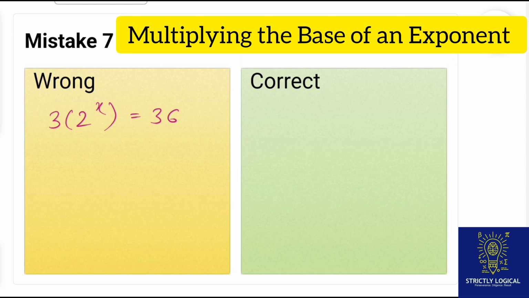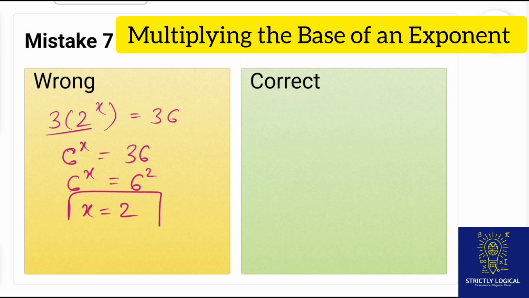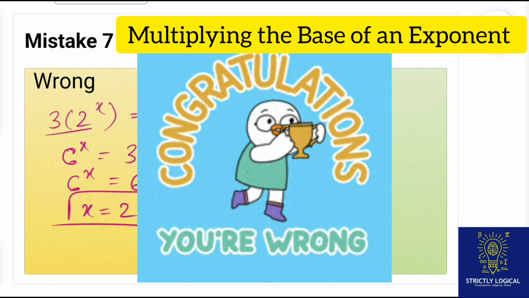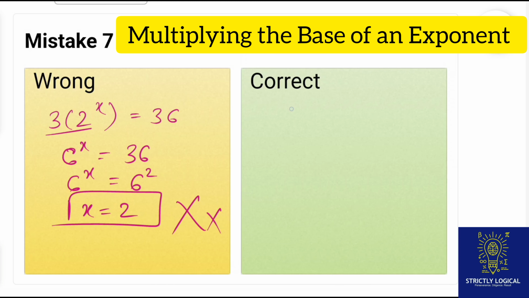Here we have 3 into 2 to the power x equals 36. The mistake students make is they just multiply 3 and 2, which gives 6^x equals 36. Now 36 can be written as 6 squared, so we can write it as 6^x equals 6 squared. Now as the bases are the same, the exponents must also be the same, so x will be 2. But actually this is wrong.